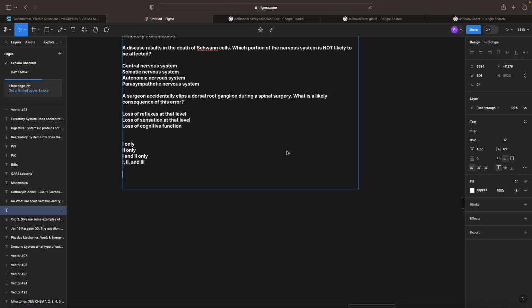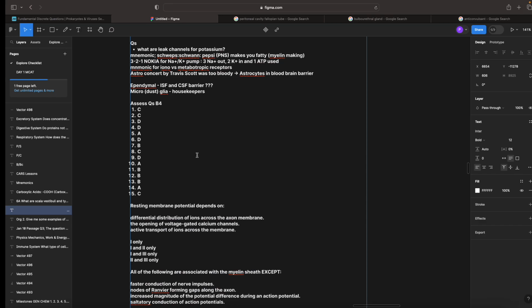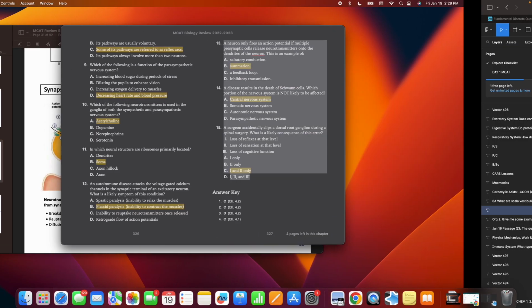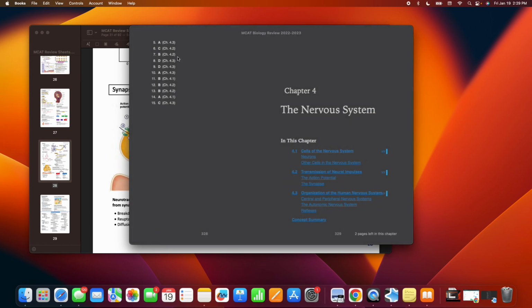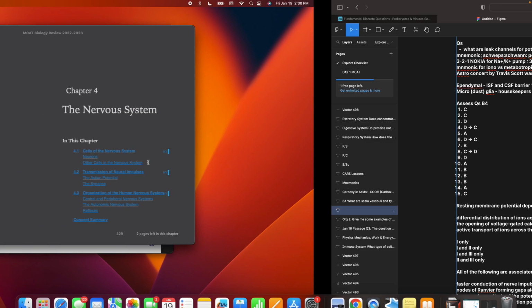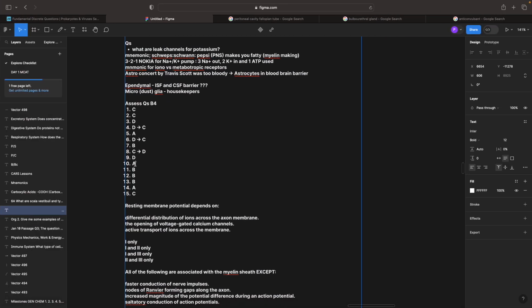Okay, we have them right here. So 1 is C, C, D, C. Question 4, C, C, D, C. Okay. A, C, B, D, D. This one is wrong. Question 10, A, B, B, B, A, C. Amazing. This is our best chapter so far.